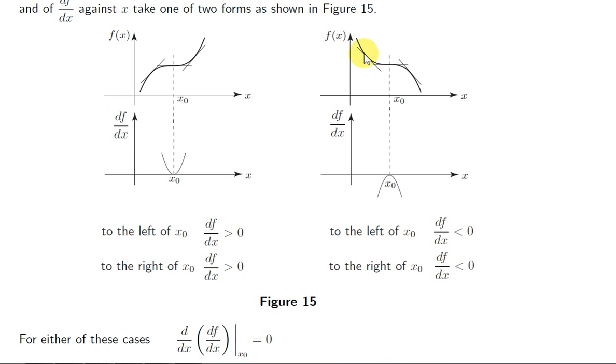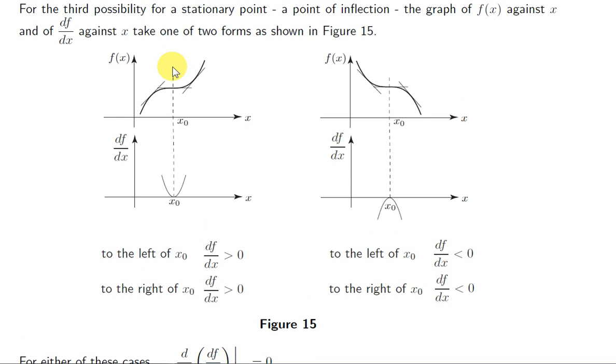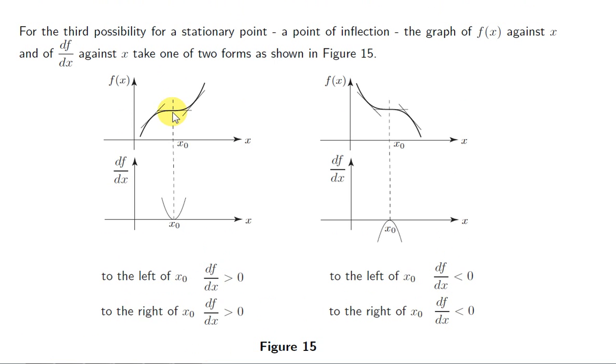And that's also true if our function looks like this. In this picture, for values of x less than x0, the derivative is negative. df dx is negative. The tangents slope down this way. And similarly for values of x greater than x0. So the graph of df dx against x looks like this. It's negative for values of x in the locality of x0. And as you can see, the slope of the tangent to this curve at x0 is 0. So the derivative of this at x0 is also 0, just like the case for this one. So the second derivative of f with respect to x at x0 is 0 for this type of stationary point. This type of stationary point is called a point of inflection.